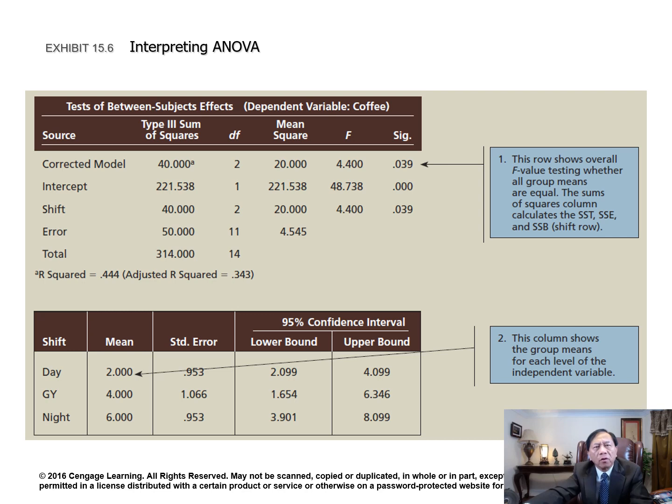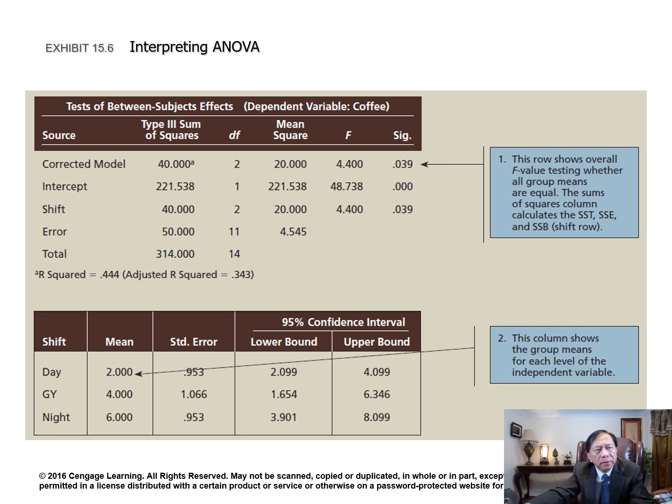This row shows the overall F value testing whether all group means are equal. The sum square column calculates the SST, SSC, and SSB. This is the mean square total, sum of squares, and this is mean squares and F statistics. For the model, the F statistic is 4.4. The significance is 0.039.